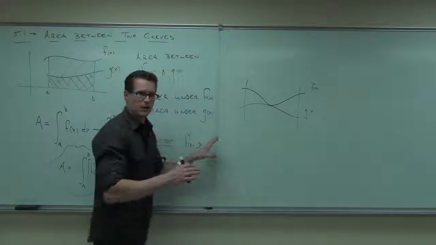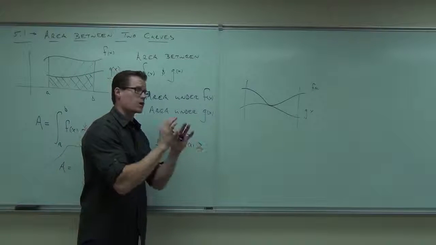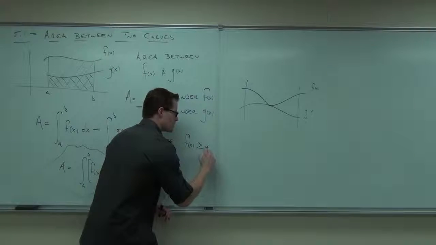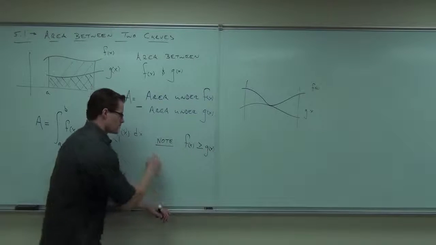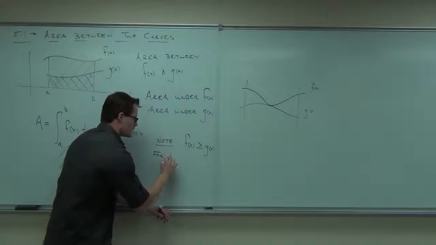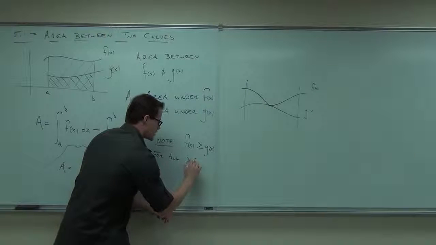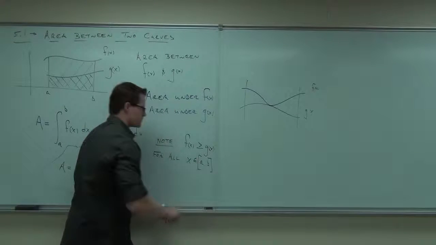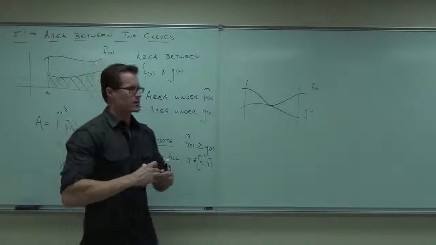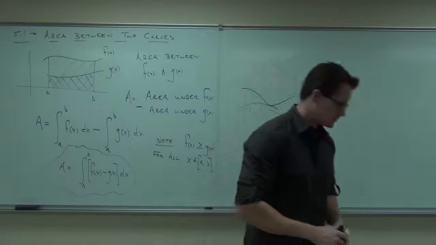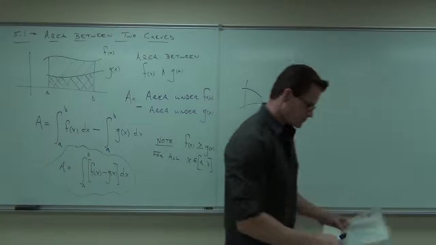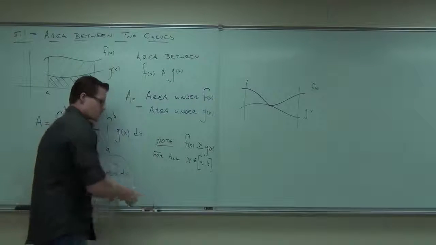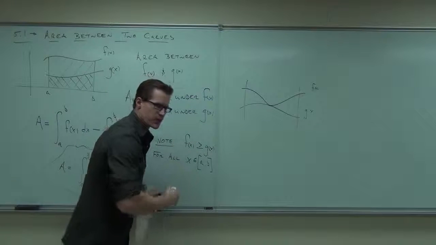So for this to work properly, to get the total area, which is what we're looking for, what you must have is f of x greater than or equal to g of x for all x in [a, b]. That little symbol, that's like an element, says x is a part of that interval. In layman's terms, this says f of x is above g of x for the whole interval.